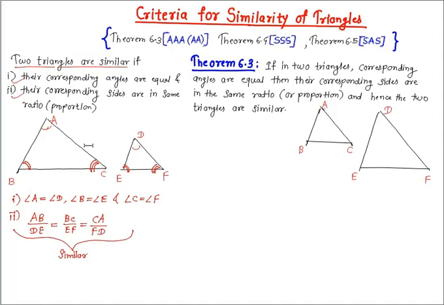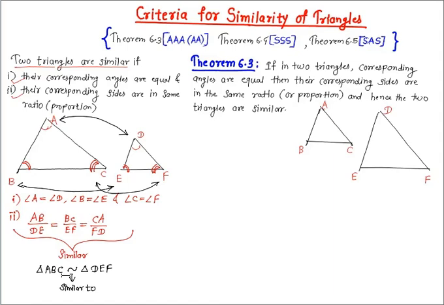And here in the diagram you can see that A corresponds to D, B corresponds to E and C corresponds to F. So symbolically we can write triangle ABC is similar to triangle DEF, and we read it as triangle ABC is similar to triangle DEF. This symbol stands for similar to.